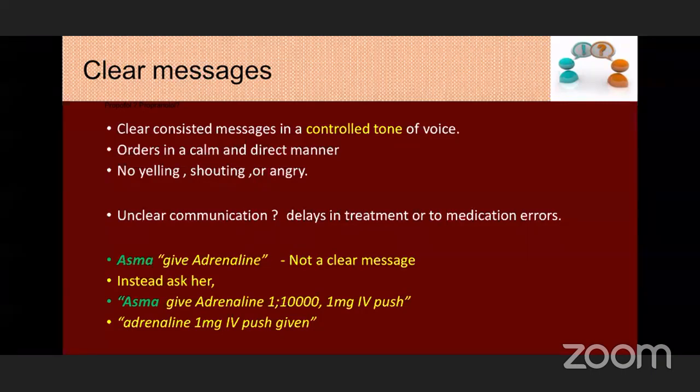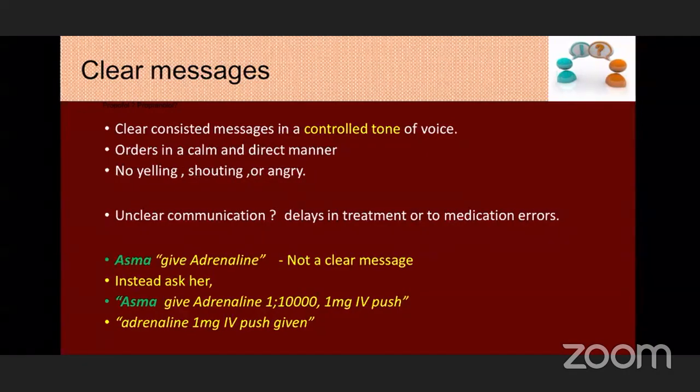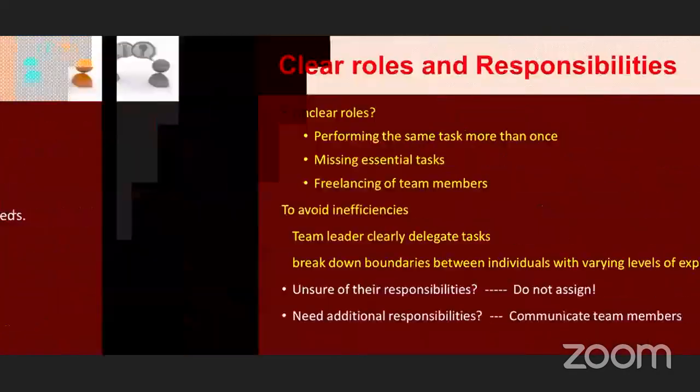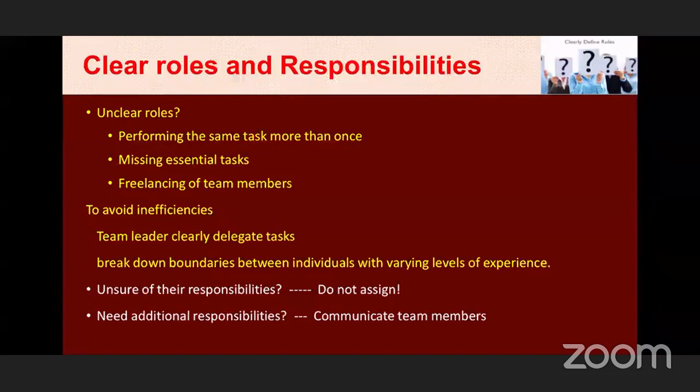A small example: I want to give adrenaline, I can ask a member of the team, like, Asma, give adrenaline. It's not a clear message. Instead, we should ask her, Asma, give adrenaline 1 is to 10,000, 1 milligram IV push. And she will reply back, adrenaline 1 milligram IV push given. So, this is a very good example of not only closed loop communication, but also clear messages.